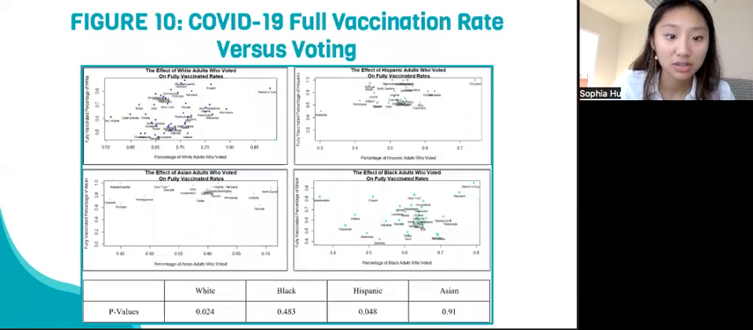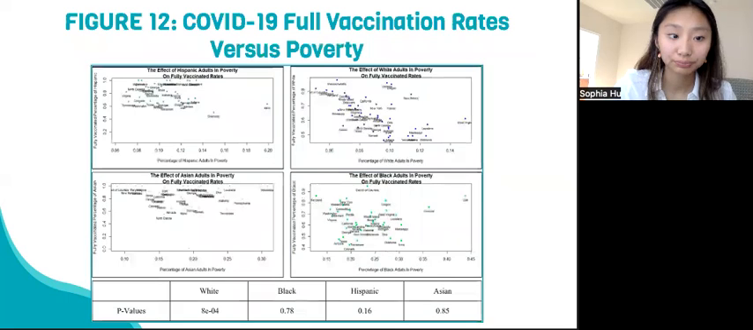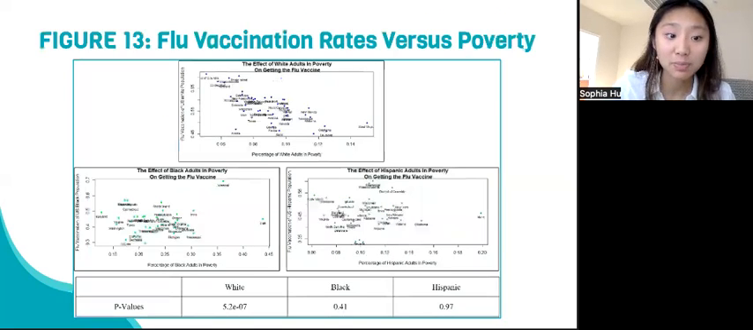Then COVID-19 vaccination rates versus voting: a positive correlation with a significant p-value for whites, but not really any significant correlations with the other three races. Same thing, flu vaccination versus voting: positive correlation for the whites, and no correlation for the other two. Lastly, I did COVID-19 vaccination rates versus poverty: a negative correlation for whites, as you can see with a small p-value, and too big of p-values for the other three races. Then flu vaccination rates versus poverty: negative correlation with a significant p-value for whites, no correlation for Blacks or Hispanics.